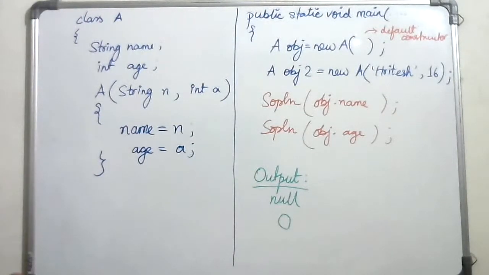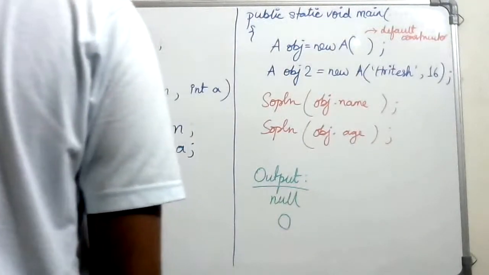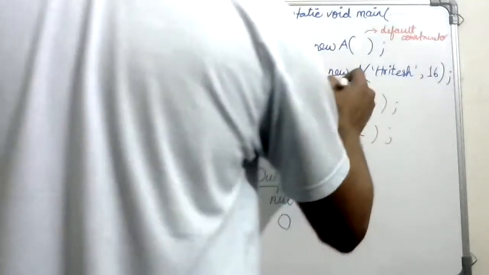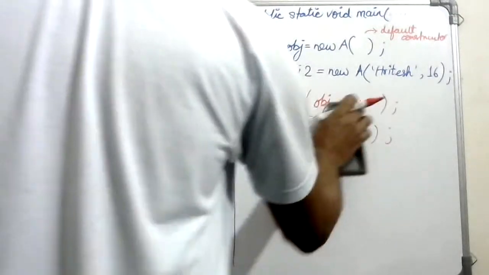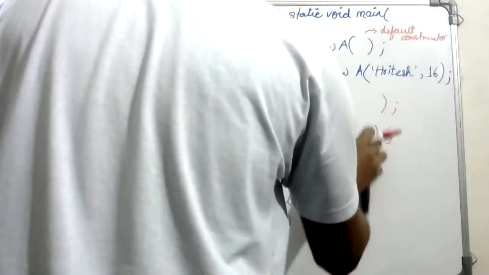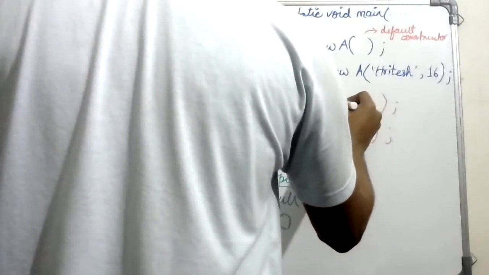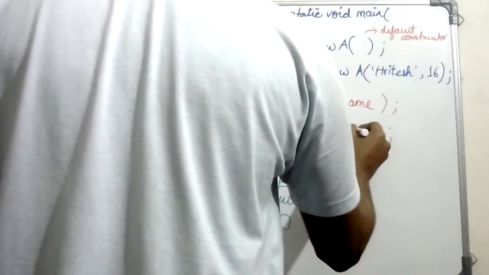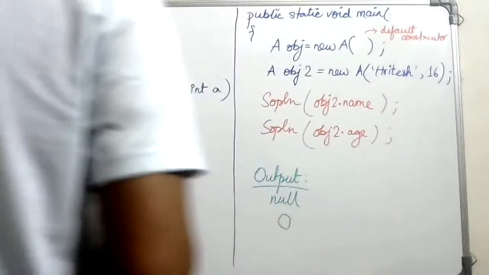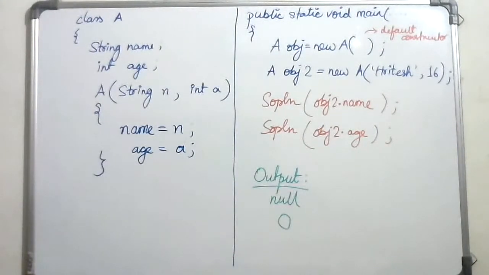On the other hand, if we do object2.name and object2.age, once more take a look at the board. In the definition of object2, take a look at the line where object2 has been defined. In that definition, as you can see, not the default constructor but the parameterized constructor is being invoked.